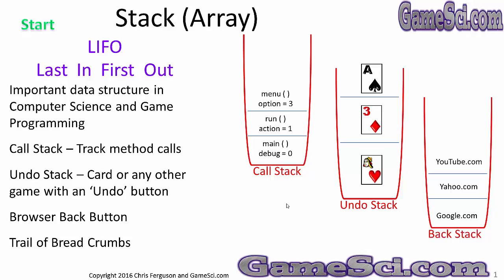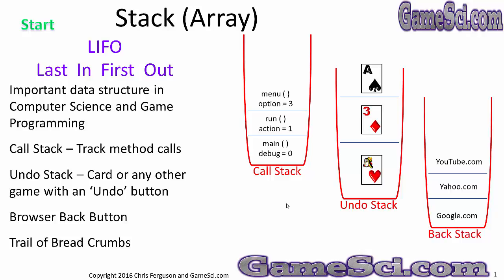Examples of stacks are the call stack, which tracks method calls. When a program starts running, let's say it starts running in the main method and it jumps to the run method, then it jumps to the menu method. It tracks the currently executing method on top of the stack, and it tracks how to get back when that method is done. Another example of the stack is what I call the undo stack.